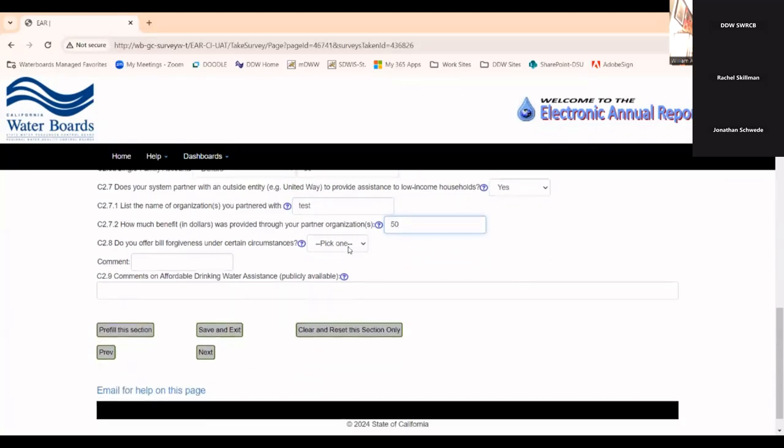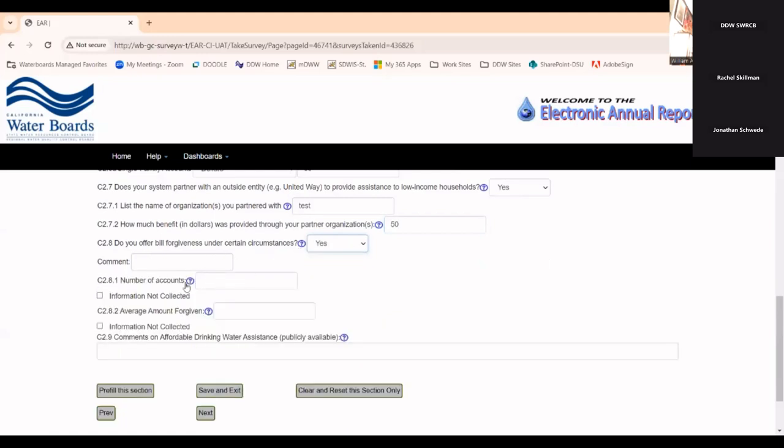But yeah, how much benefit, if you offer bill forgiveness under circumstances? This one's a pretty big one. So offering bill forgiveness, you could say, yes, we offer bill forgiveness, and you can explain why, and then you have to provide the number of accounts you've forgiven the bill on and the amount that's been forgiven. So we can say for a month, we forgave $50. And then any comments. But that was 8C.